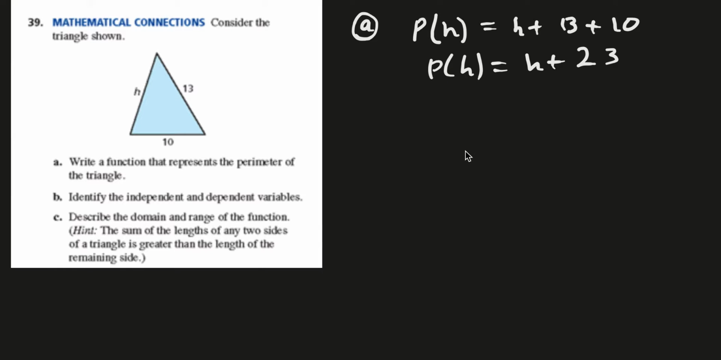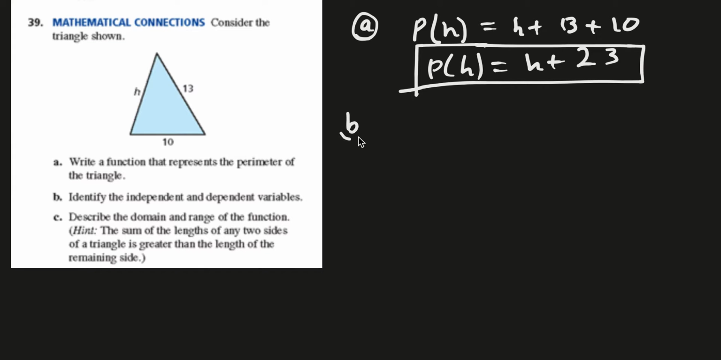But h cannot be anything. For example, can h be -1? No. Can we have a negative length of a triangle? Have you seen that before? No, that breaks the laws of physics, right? So that doesn't work. But this is just a general function. This isn't specifying the domain or anything, just the general function.